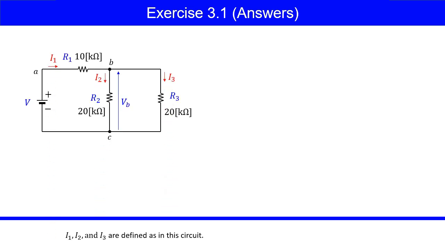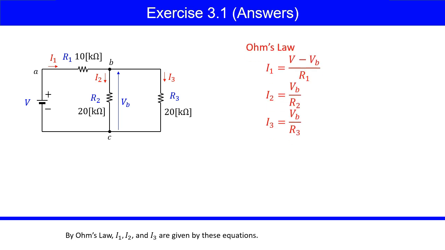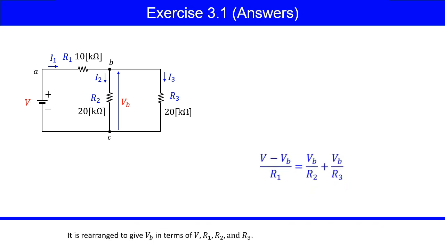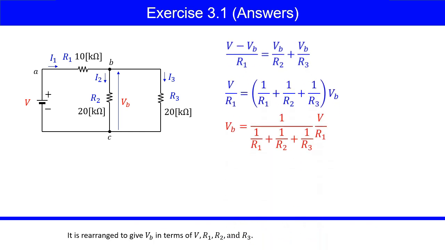I1, 2, 3, are defined as in this circuit. By Ohm's law, I1, 2, 3 are given by these equations. KCL states that I1 equals I2 plus I3. By substituting the top three equations into this equation, the relationship between the voltages V and VB and the resistances R1, 2, and 3 is obtained. It is rearranged to give VB in terms of V, R1, 2, and 3.